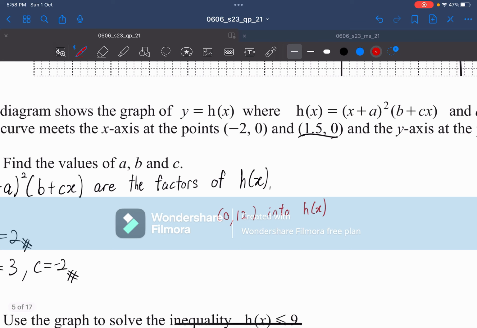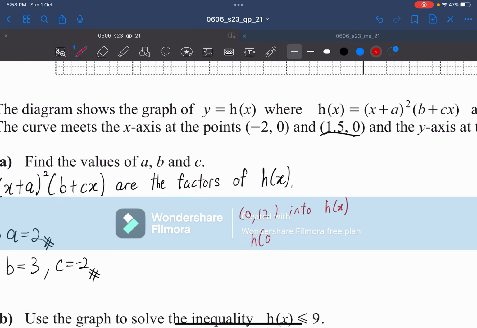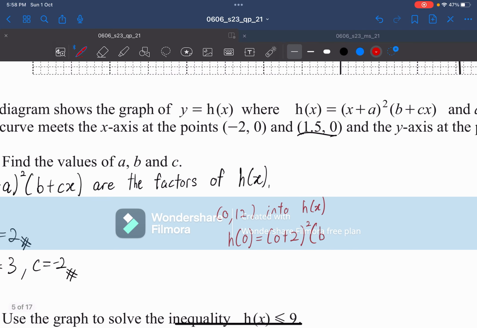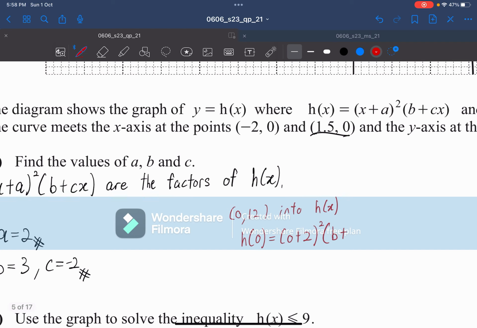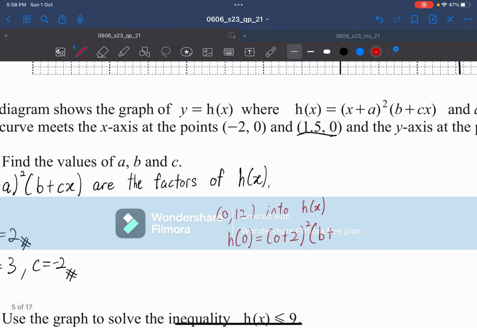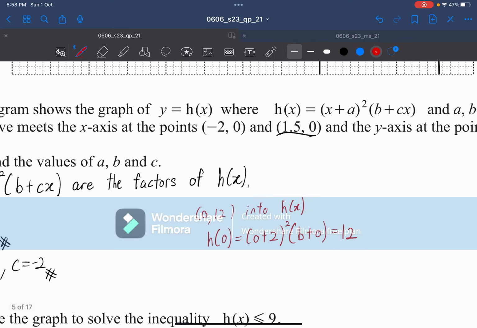So x is going to be 0 in this case. So we know that h0 is 12, right? But you have to write it out. So it's going to be like this. And we know a is 2, right? Squared multiplied by b plus, here's the trick. See? 0 multiplied by c is just 0, right? So you get 12. Therefore, it's going to be 4b equals 12.